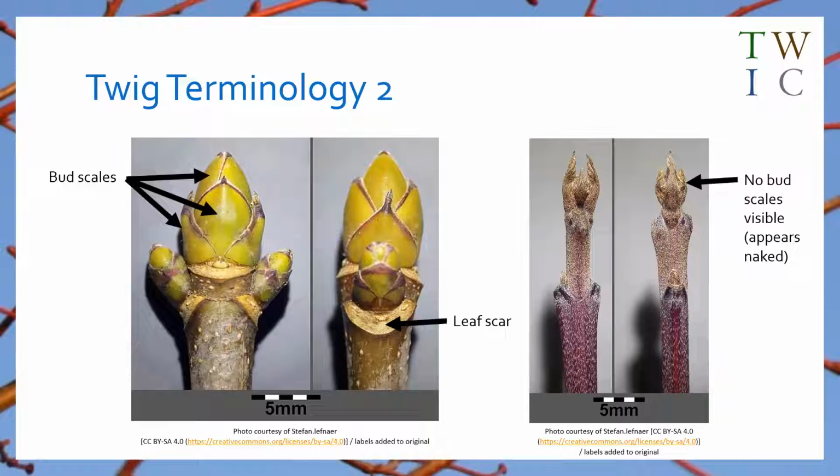So the bud scales really are there to protect the growing bud. So it protects it from viruses, diseases, but it also protects it from insects that might like to feed on the new bud. So they're really there until the leaves emerge in the spring.